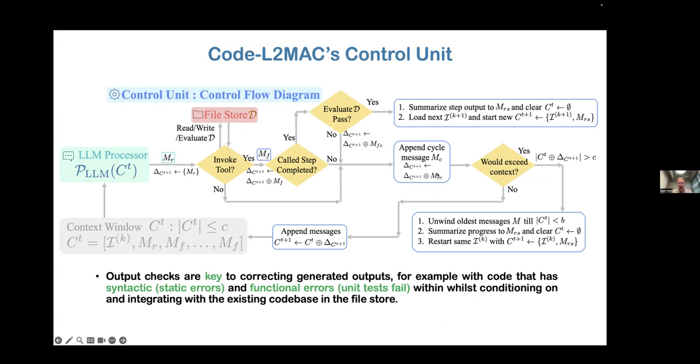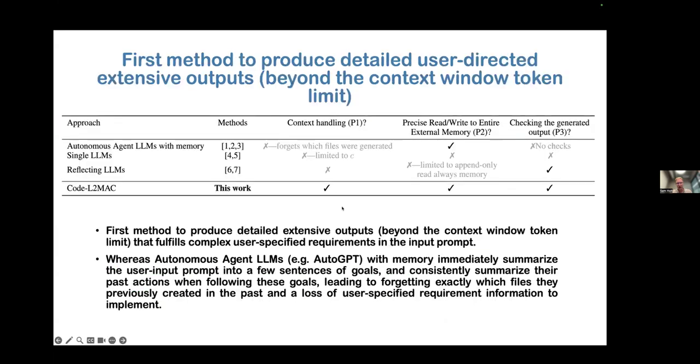Now, output checks are really key to correcting generated outputs. For example, code that has syntactic static errors or functional errors, say unit tests that are failing, whilst conditioning on and integrating with the existing code base in the file store.